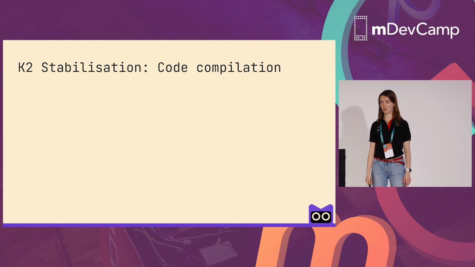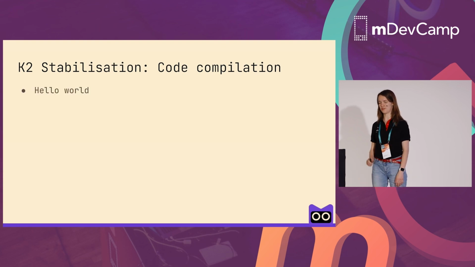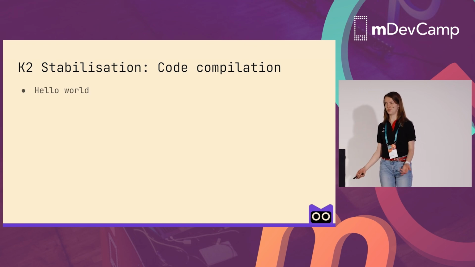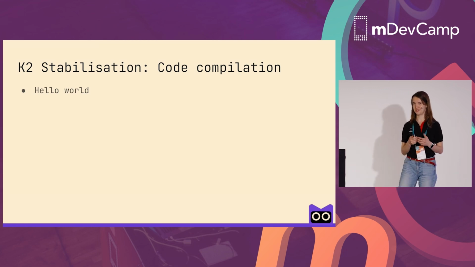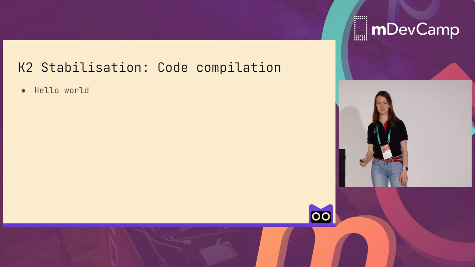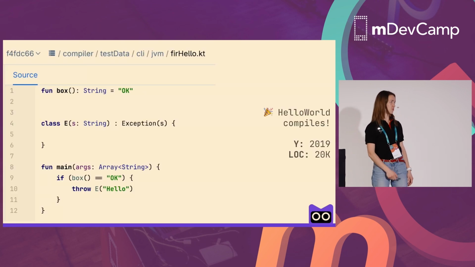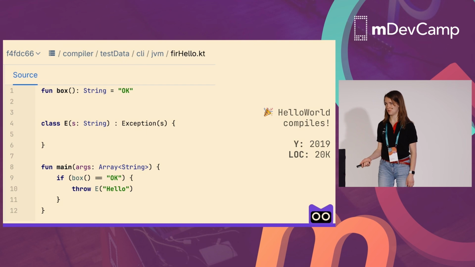And next goes a really huge part, the code compilation. We have rewritten our compiler. The simple thing, where do we begin? The new compiler has to compile hello world, right? This is the simplest thing we can imagine. So this is the hello world version of our compiler team. And we are talking about K2's journey.